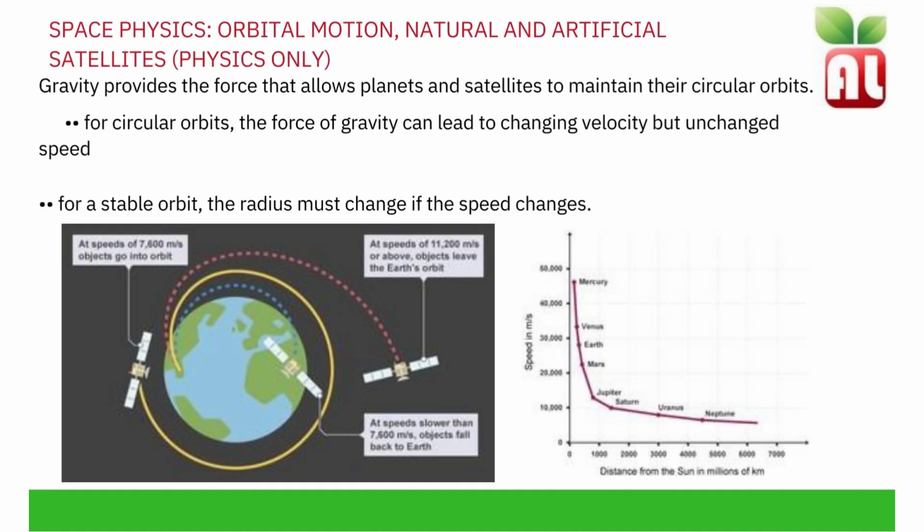Orbital motion, natural and artificial satellites. Gravity provides the force that allows planets and satellites to maintain their circular orbits. For circular orbits, the force of gravity can lead to changing velocity but unchanged speed. We recall that velocity is speed in a given direction. Therefore, as direction changes, velocity changes. For a stable orbit, the radius must change if the speed changes.